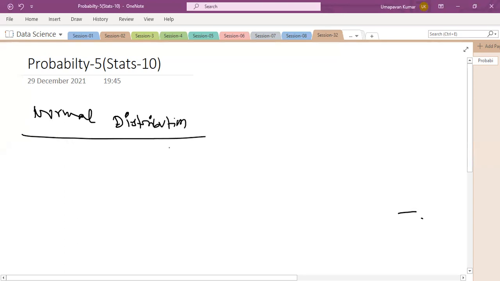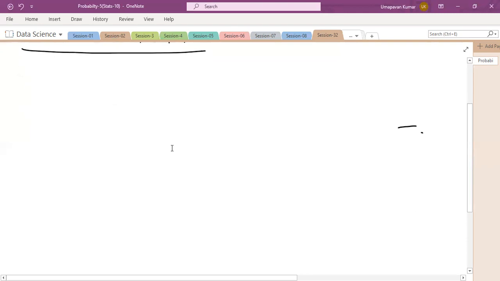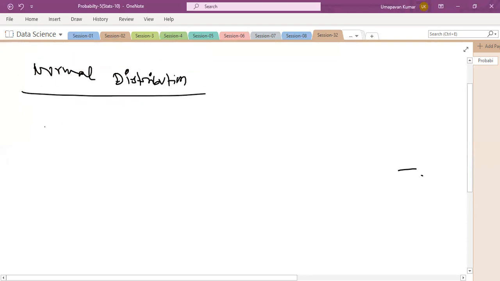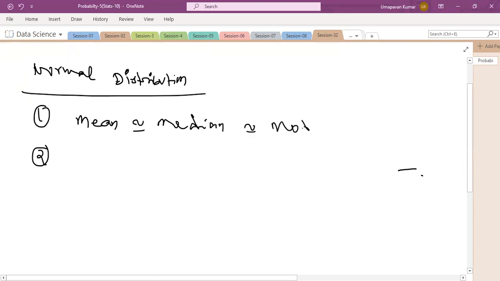what is the first principle we have to showcase if I'm using the normal distribution? Mean, median, and mode. These should coincide. What is the second one? Symmetric. The graph must be symmetric. This is one more important thing we have to see.